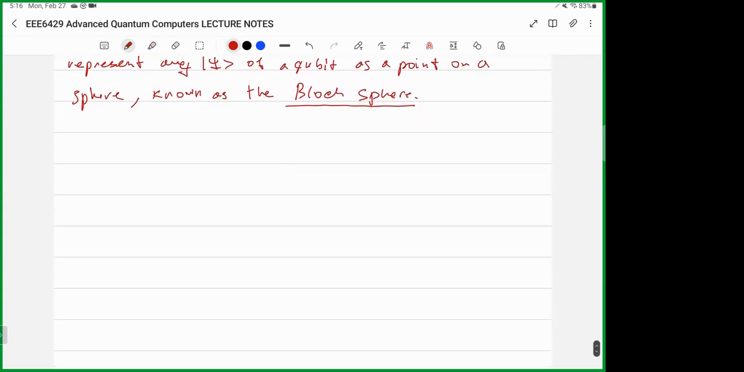Very important concept. So in this expression, the phi can be any number between 0 and 2 pi. And theta also can be any number, but in the range between 0 and pi.